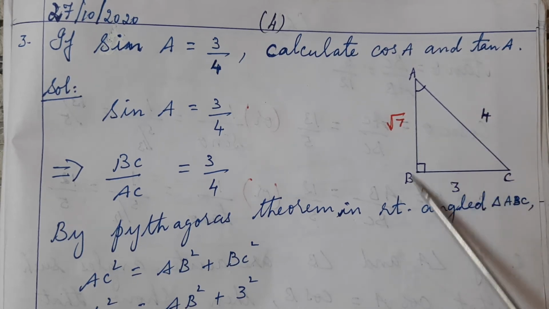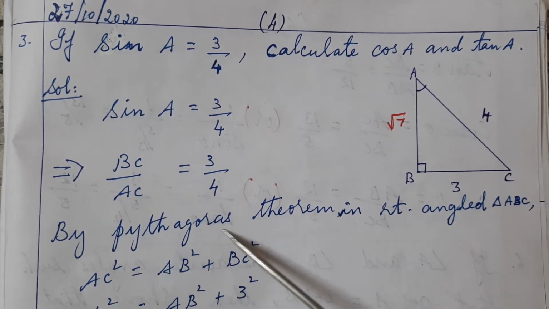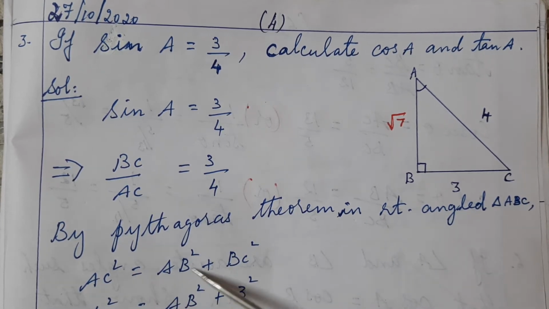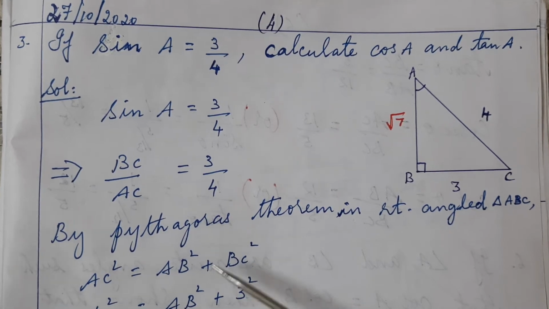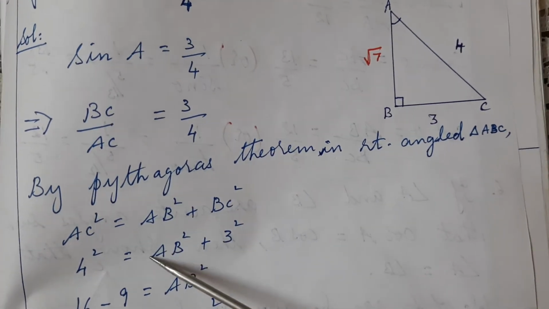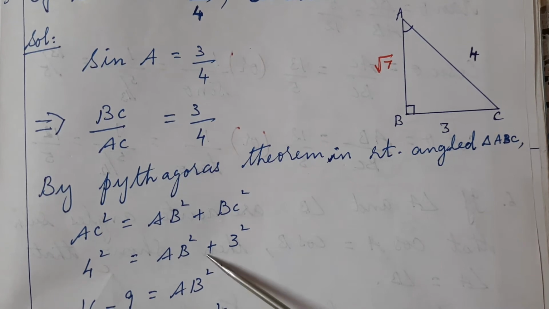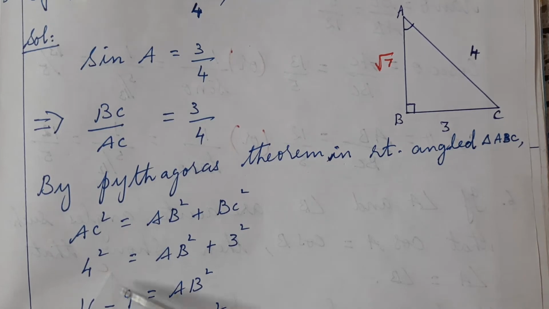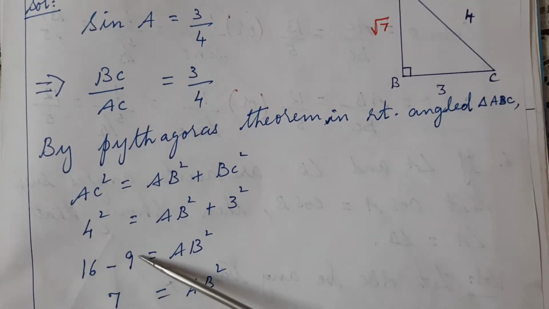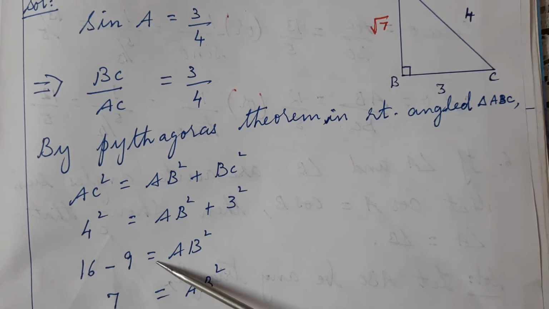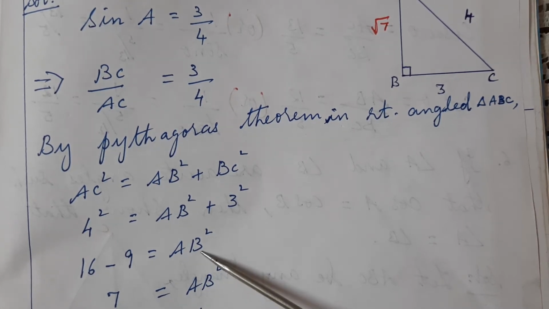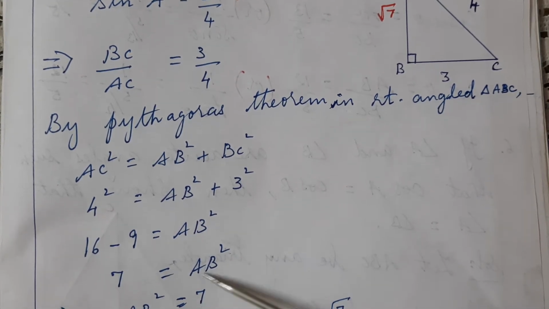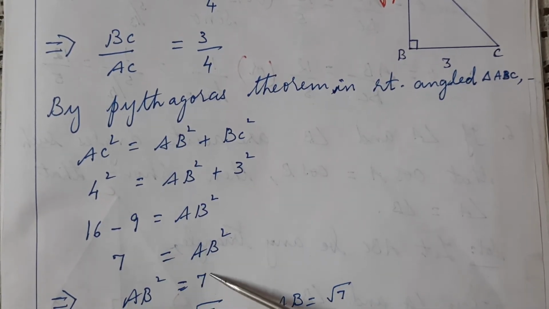So now, since it is a right angle triangle, by Pythagoras theorem, we know that in right angle triangle, AC square is equal to AB square plus BC square. Now, AC square is given as 4 square. So, 4 square is equal to AB square plus 3 square. 3 is nothing but BC. Now, 4 square is 16, minus 3 square I am bringing this side, so it becomes minus 9 is equal to AB square. 16 minus 9 is 7. 7 is equal to AB square. So I have just written AB square is equal to 7.